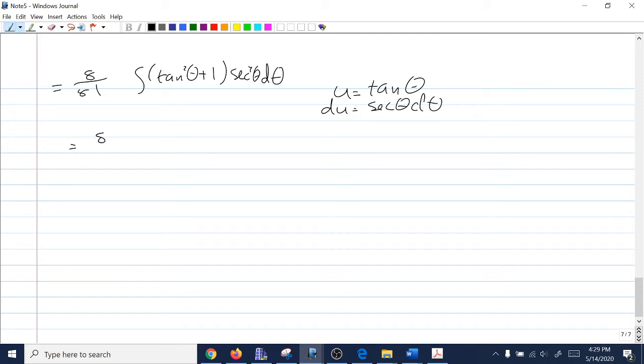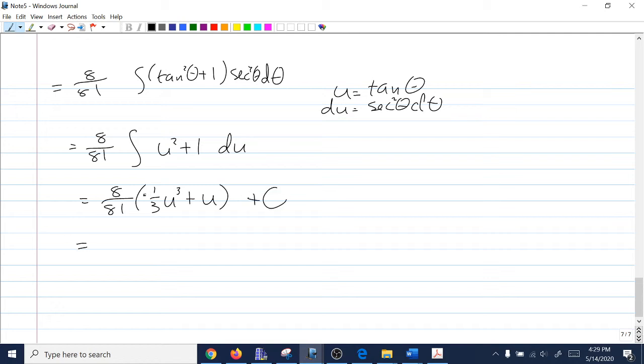I got 8/81. Integral of tangent squared plus 1 becomes u squared plus 1. Secant squared theta d theta becomes du. I know how to do that integral. It's 1/3 u cubed plus u. I guess there's no reason not to simplify this. This is 8/243 u cubed plus 8/81 u.